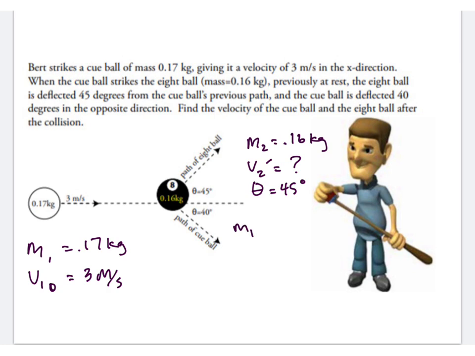V1 final, again, we don't know. That's what we're looking for. We know theta for V1 is 40 degrees. Theta for V2 is 45 degrees. So I would get this information down on paper.